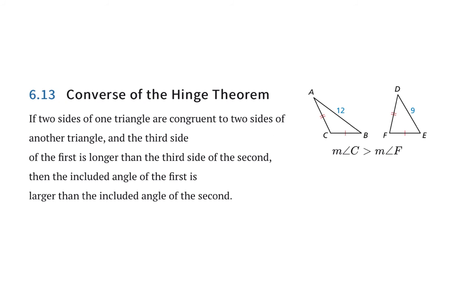Its converse is also true. If 2 sides are congruent to 2 sides of another triangle, and the third side of the first is longer than the third side of the other. So in this case, we have AC congruent to DF and CB congruent to the corresponding side. We see AB is 12 and this side is 9. That means that the angle included between those 2 sides that we know about would have to be bigger than this angle. So it's kind of common sense, bigger angle, bigger side.